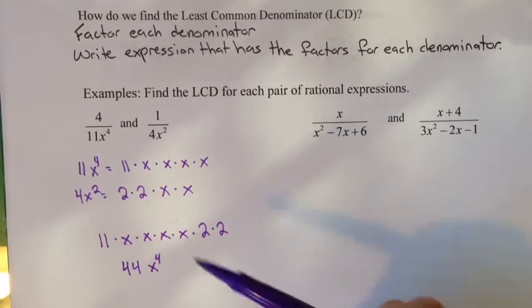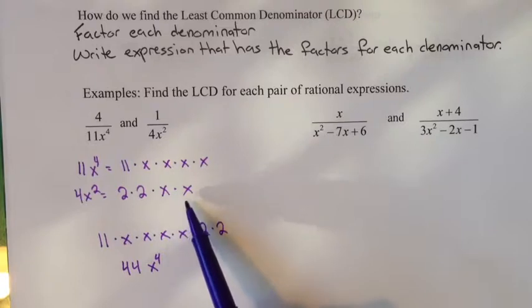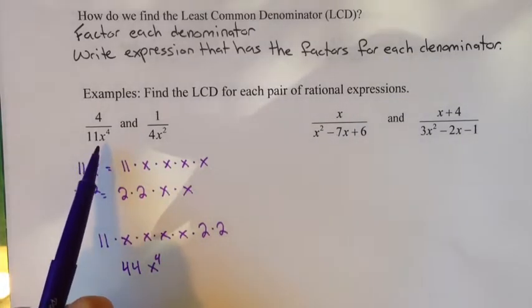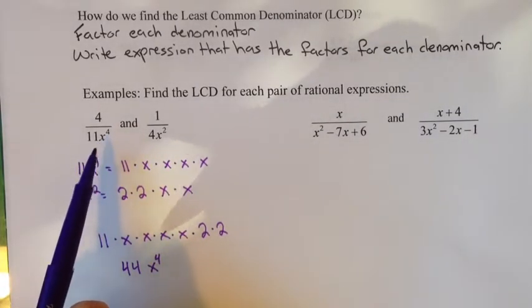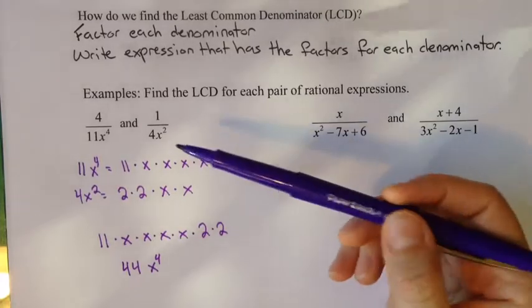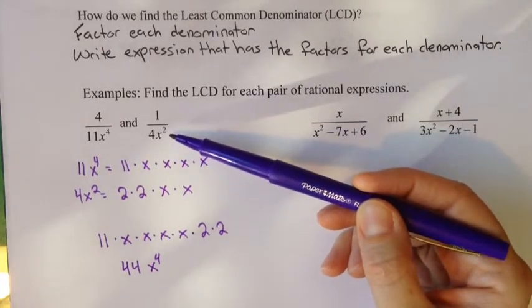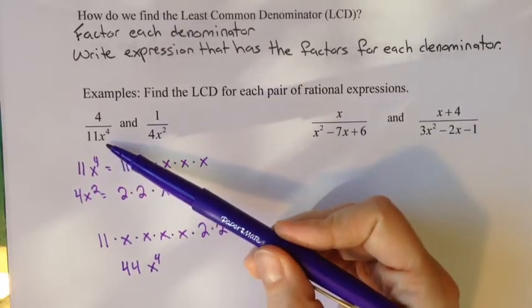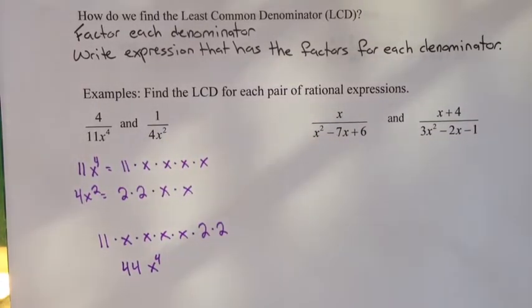Secondly, I want to point out that I didn't really need to write down all of these x's to see that I was going to need an x to the 4th as part of my least common denominator. My first fraction had an x to the fourth in it, so I knew that I was going to need at least 4 x's. My second fraction had an x squared, so I knew that I was already covered. I needed 2 x's for it, but I'd already figured out that I needed 4 x's from the first one.